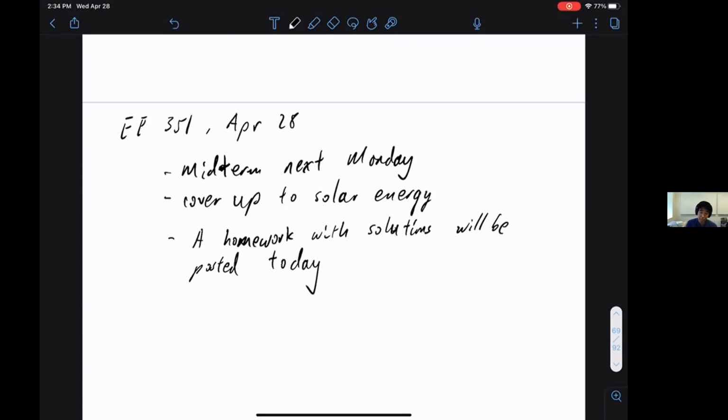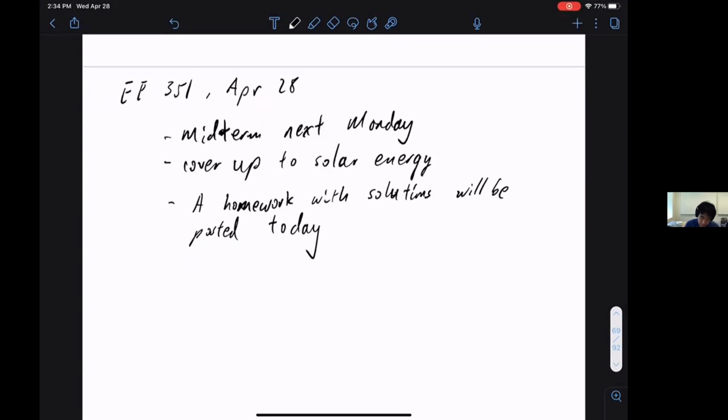Okay, so the midterm will cover up to where we finish solar sometime this lecture. So today our plan is we'll do solar, and then when we finish solar, we'll go into wind power generation. These are the two big renewable generations we'll cover.